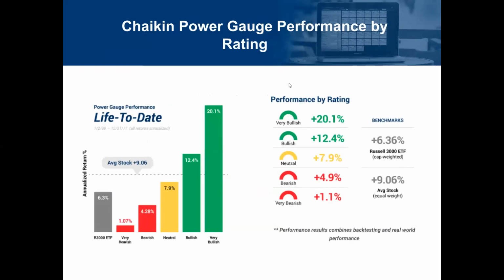And the performance of the Power Gauge, in my mind, really speaks for itself. This is data going back to the beginning of 1999 and running until the end of last year. And you can see here, our very bullish stocks on average return 20% a year. And our bullish stocks on average return 12% a year. And in that time frame, the average stock in the Russell 3000 has returned 9% a year. So right away, we know that when we're looking for long ideas, we want to look at stocks that have very bullish and bullish Chaikin Power Gauge ratings, and we want to avoid the stocks that have bearish or very bearish Power Gauge ratings. And that's how I come to the world and look at it on a daily basis.